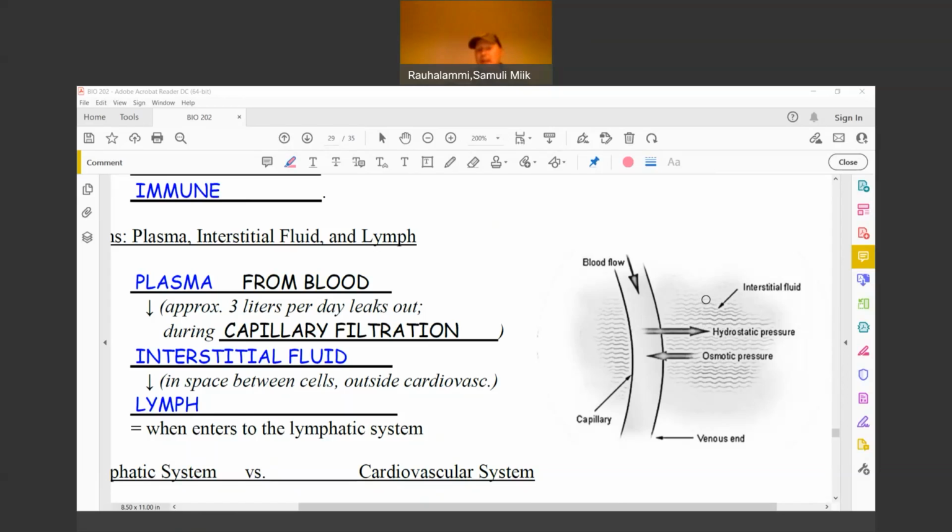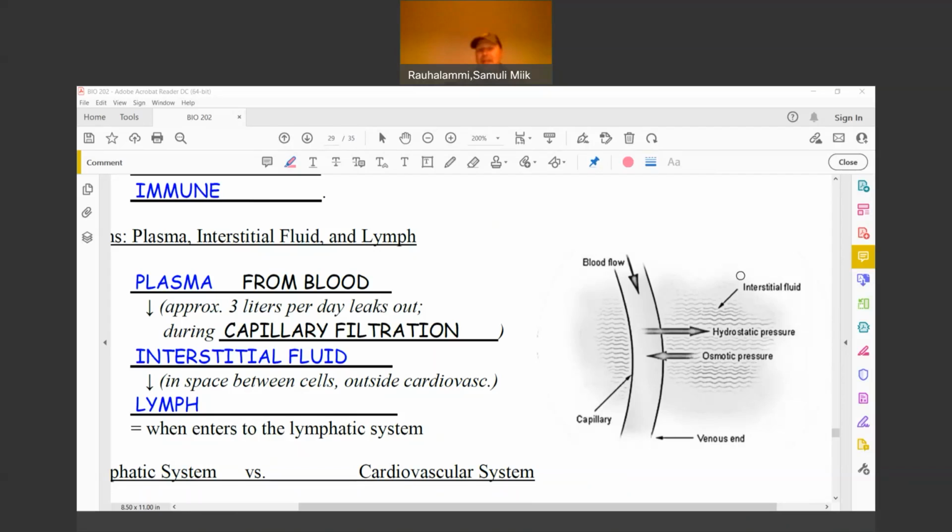Due to the hydrostatic pressure, some of it gets put back in due to the osmotic pressure, but overall there is a net gain outside the capillary in the interstitial space that forms the interstitial fluid, and that then is what our lymphatic system is there to catch. Looking at leaving the capillaries, heading back, we have a little bit less fluid.